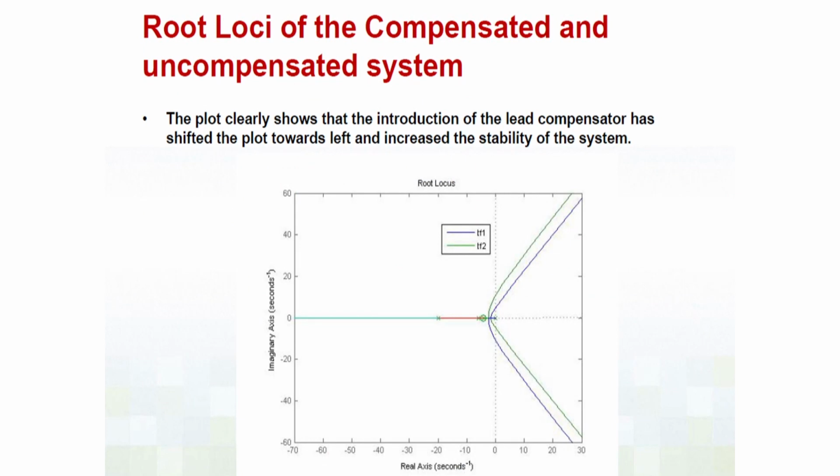Now, what will be the effect of this lead filter? If I try to plot root loci of the compensated and uncompensated system, this blue line is the TF1 of the system, which is uncompensated, and the green line is the compensated system. You can clearly see that the green line is away from the blue line. That means it is going towards the left, which means it will be a more stable system. So, that stability is what we have been able to bring to a system with the help of the design of this lead filter.